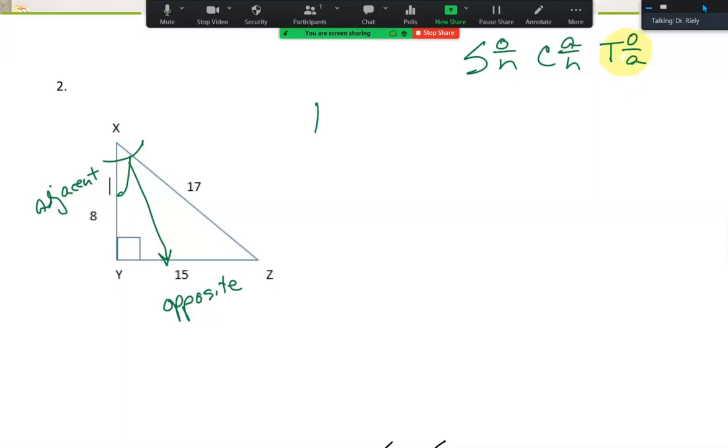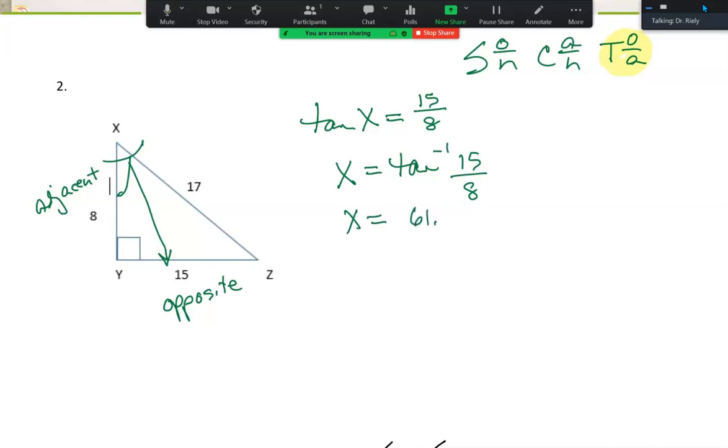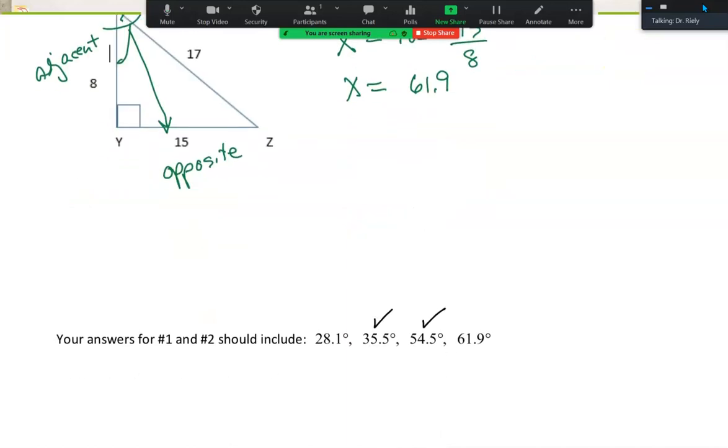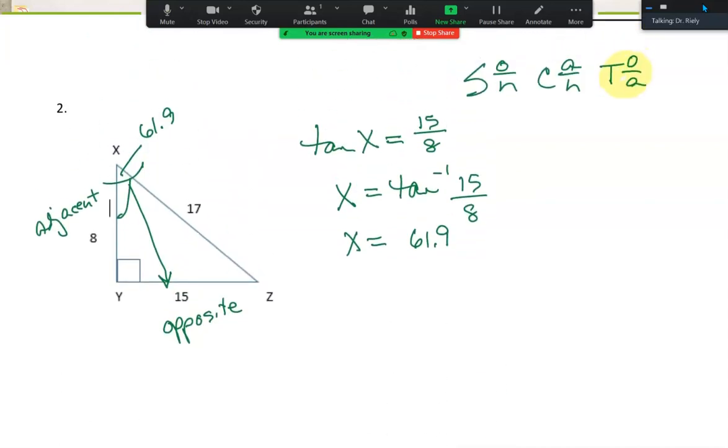So I'm going to say the tan of angle X equals opposite over adjacent. Okay, get X by itself by taking the inverse tan of 15 over 8, and you shall find that your X is going to be 61.9. Okay, so that X right here is 61.9, and that checks. Okay, so I'm going to box this off.